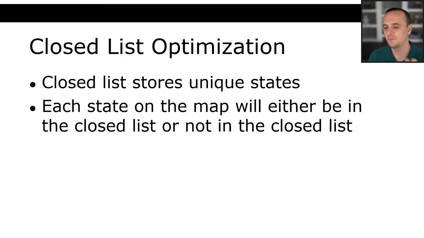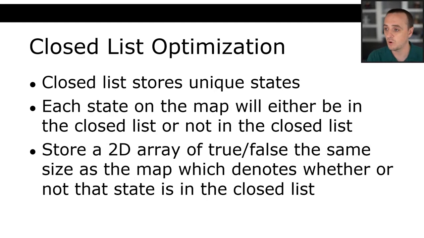So for example, naively, what you could do is store the closed list as an array of states. Right? And every time you want to check to see if something is in the closed list, you take that XY location and iterate over the closed list and see, is that XY location in the closed list? However, that is a linear time operation on the size of the closed list. So what you could do is use a map.